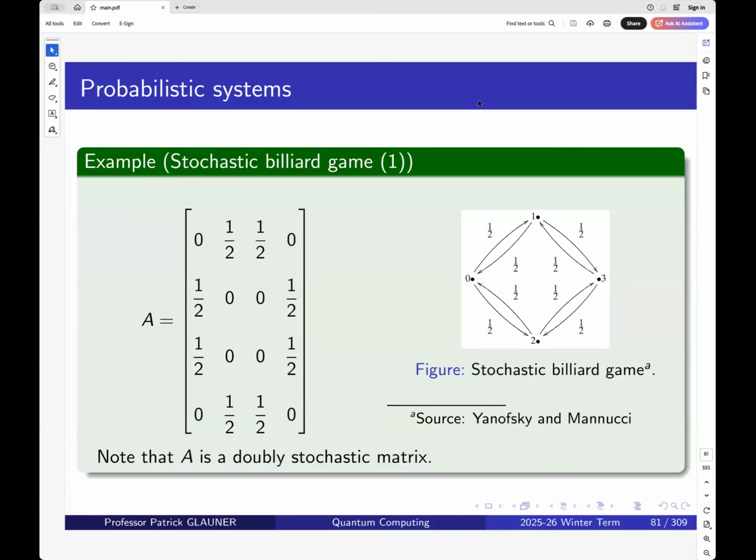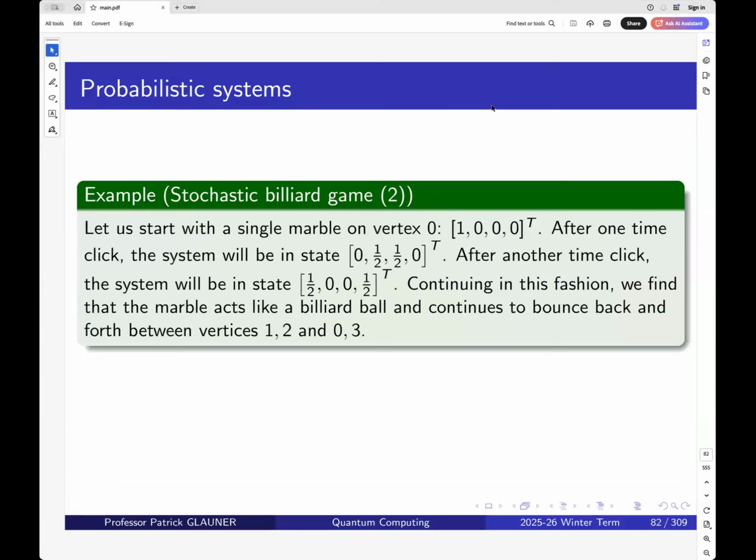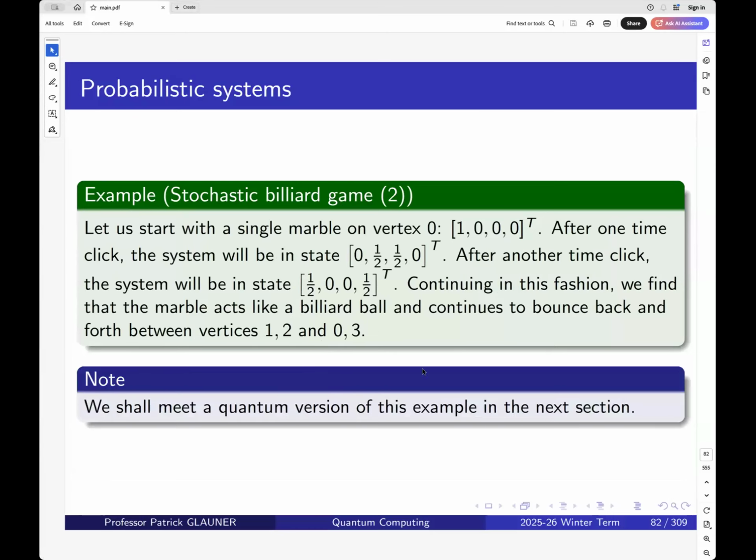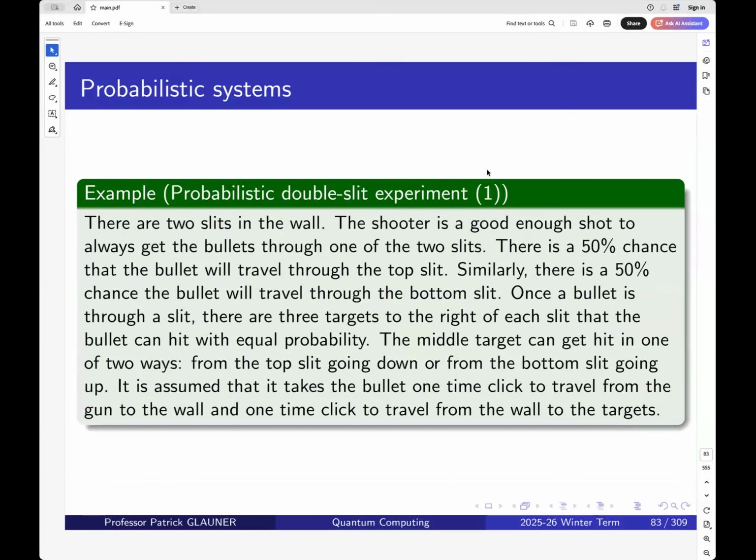Just switching back to my slide deck. So this is what we just looked at, the stochastic billiard game. I'm not providing the in-detail calculations here, but we've just done this on the whiteboard, and we will see a quantum version of this example very soon.